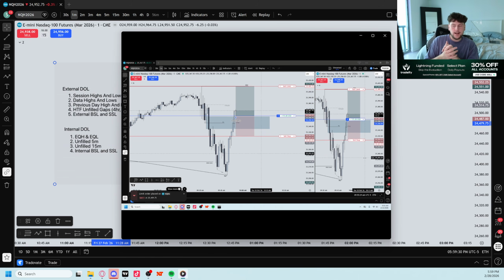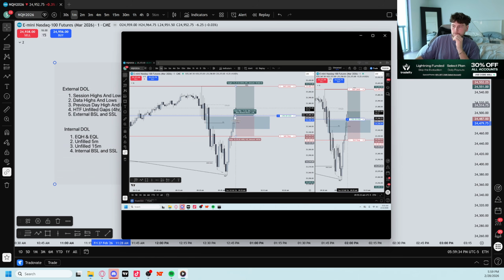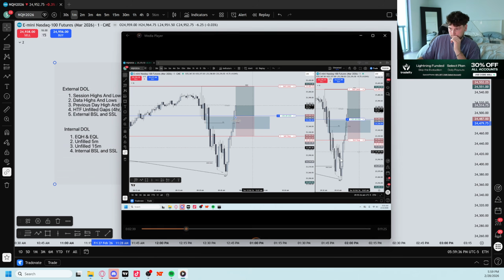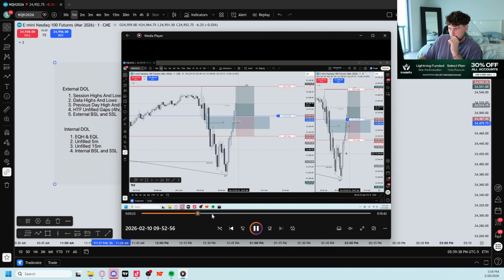Why do you like equal highs and equal lows so much? I think it is the most prominent low time frame draw on liquidity that there is. Yeah, now Loki had to fight for this trade, but ended up hitting.